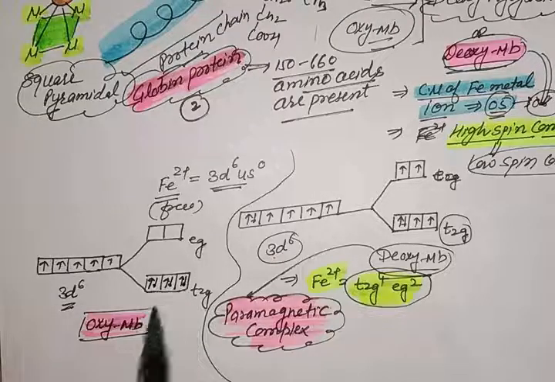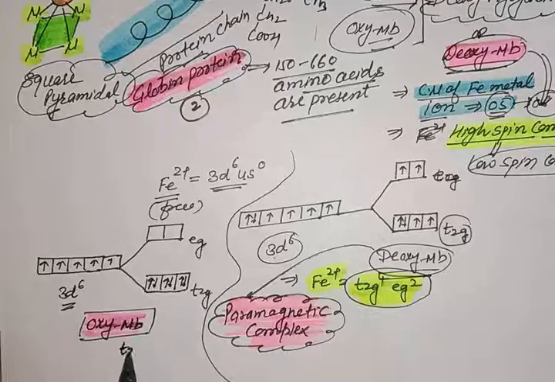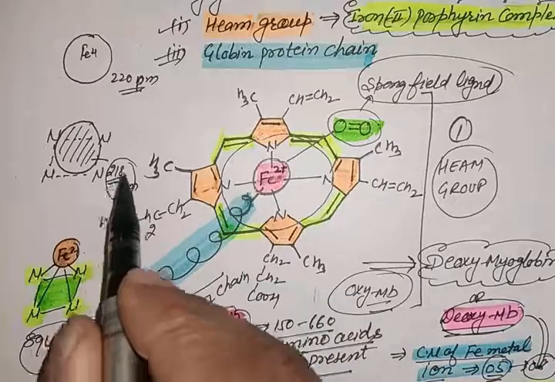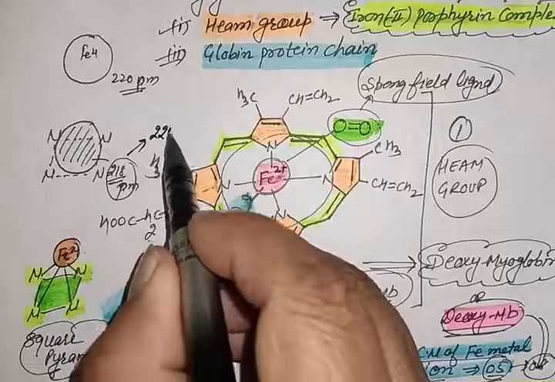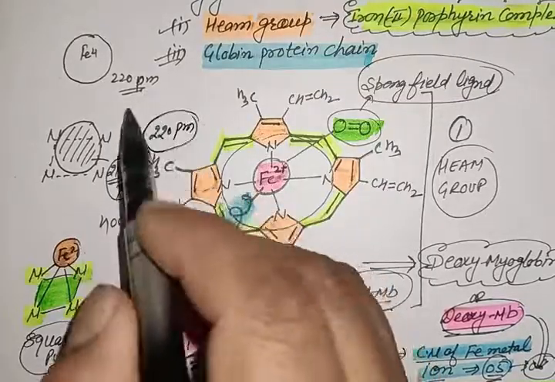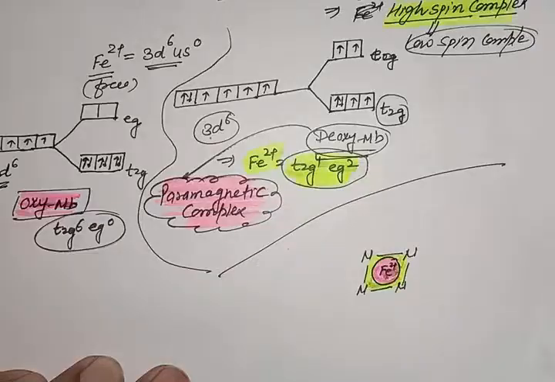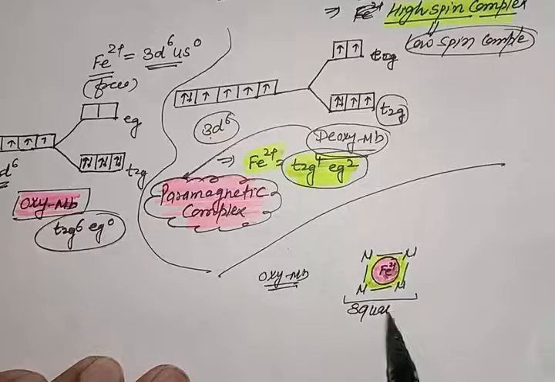So after the attachment of oxygen, oxymyoglobin is formed. Now the electronic configuration of the Fe metal becomes t2g6 and eg0. When oxygen is attached, the size of this cavity increases from 218 to 220 picometer. So in this case, the iron atom can easily insert in the cavity. So in this case, the geometry of the oxymyoglobin complex becomes square planar.